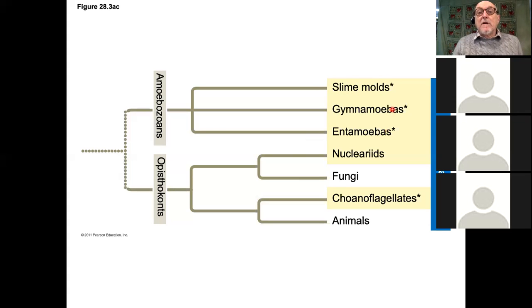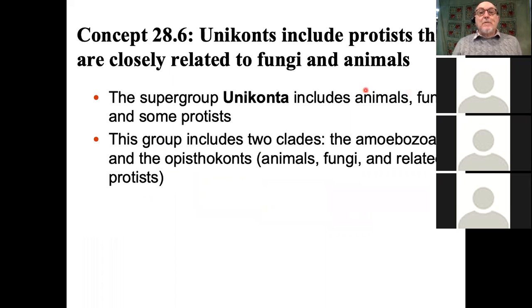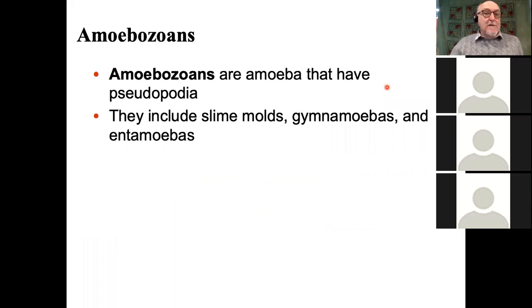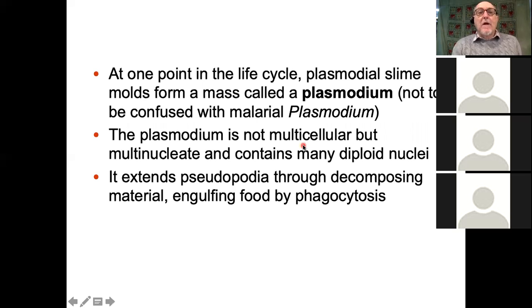And we're going to spend some time talking about the slime molds in particular, because when we look at the slime molds, we see something very, very interesting, and that is the beginnings of multicellularity. These others are solitary individual amoebas, but something fascinating happens in the slime molds. So the amoebozoa, they have amoeba with pseudopodia. There's three groups: slime molds, gymnamoebas, and entamoebas. Entamoebas I'll only just mention in passing.